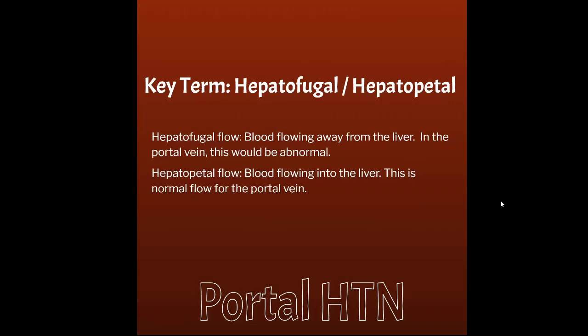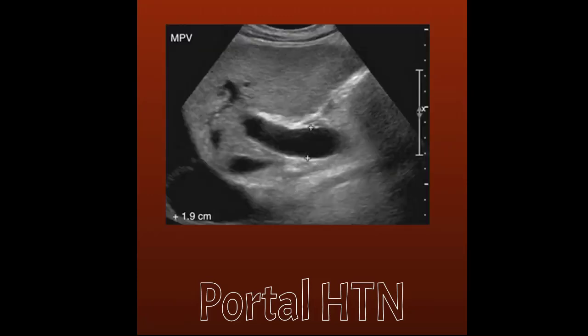So we've thrown out the terms again, hepatofugal and hepatopedal. Remember again that hepatofugal is flow away from the liver. In the portal vein, this is abnormal. Hepatopedal flow is what we expect both in the splenic vein, in the portal vein, in the hepatic artery. This is all blood going to the liver, which is the normal direction for those vessels.